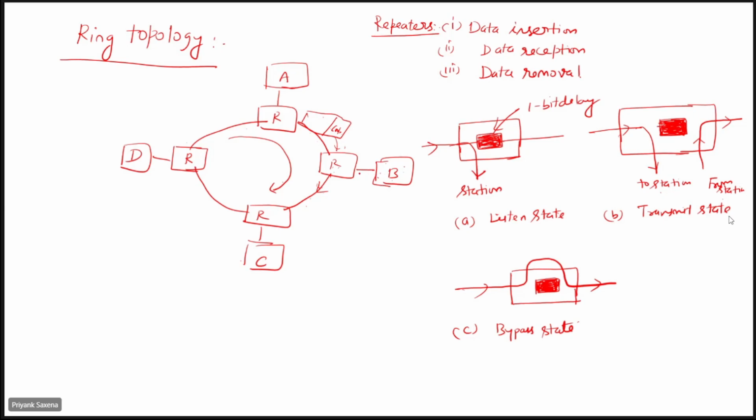This will be done for each bit of each frame addressed to this station, right? So this is the job of a repeater in the listen state. When a repeater station has data to send, and when the repeater has permission to send, it works in a transmit state.